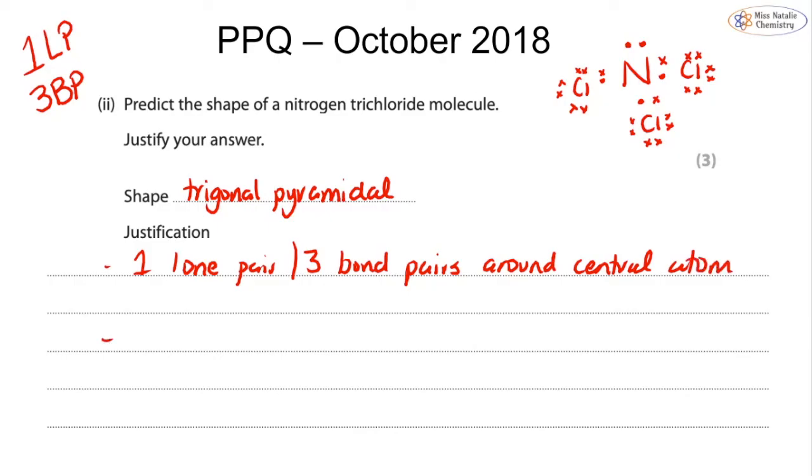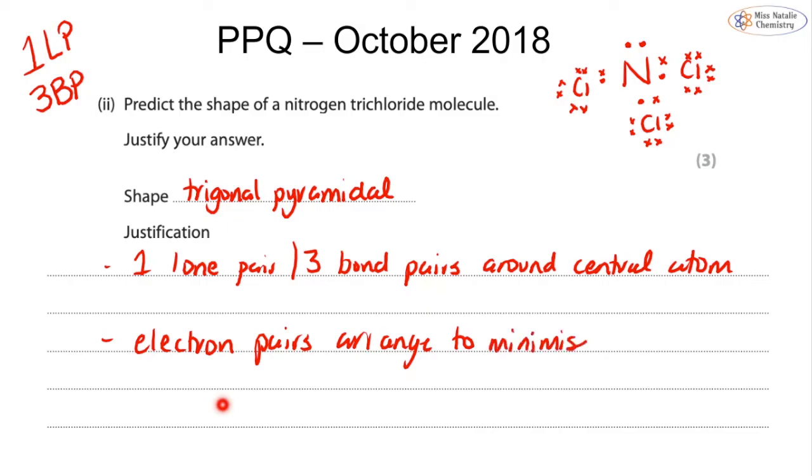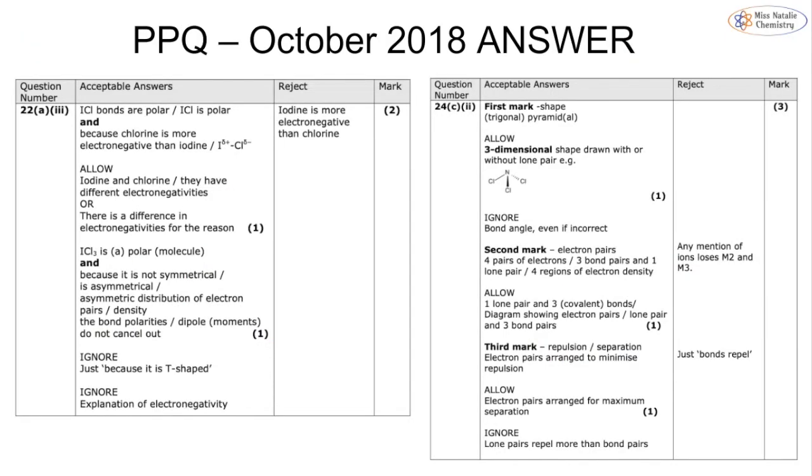And then the second mark comes from always stating the same key phrase every single time, that the electron pairs arrange to minimize repulsion. You must talk about minimizing repulsion or maximum separation, but minimizing repulsion is the more preferred term. If you do not say that in a bond angle question, you will not get the marks, and you're just throwing away easy marks. And there's the mark scheme for those.